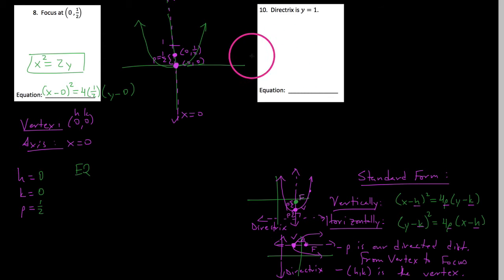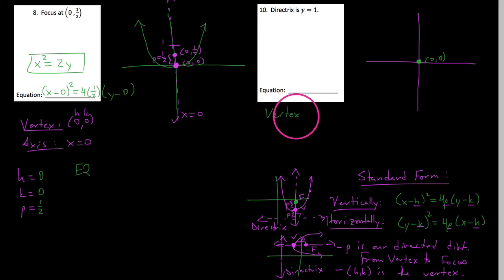Taking a look at number 10. Let's consider this. We still have our vertex at the origin. That's a given part of this problem here. So I'm going to mark this. And again, what we're going to know then by knowing the vertex is we're going to have the values of h and k. So we say h equals 0, k equals 0. We just need our p value.